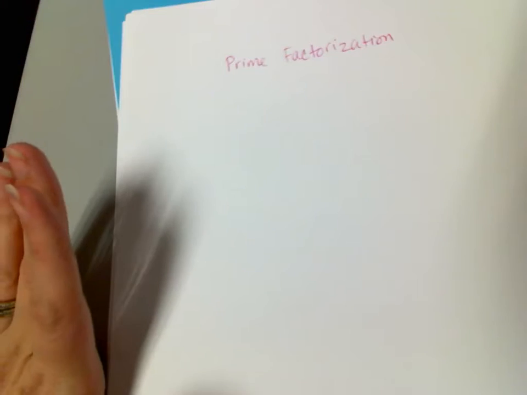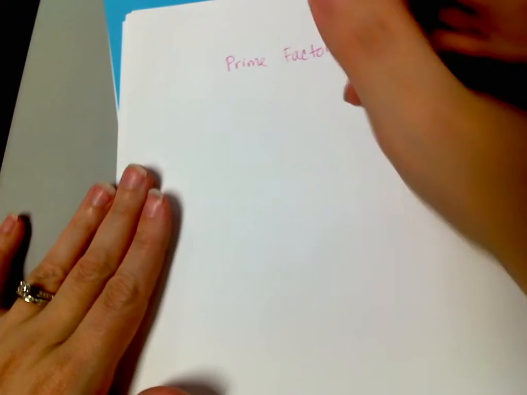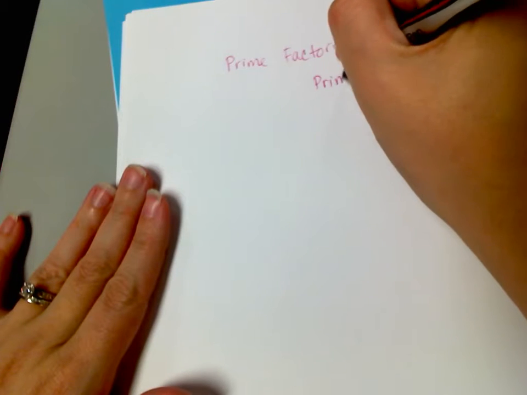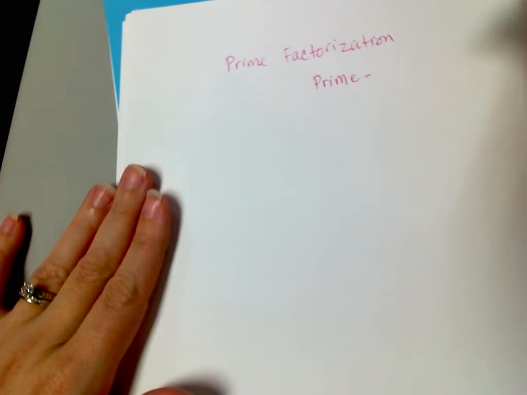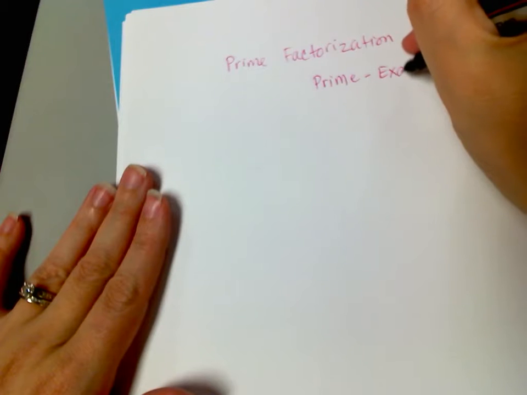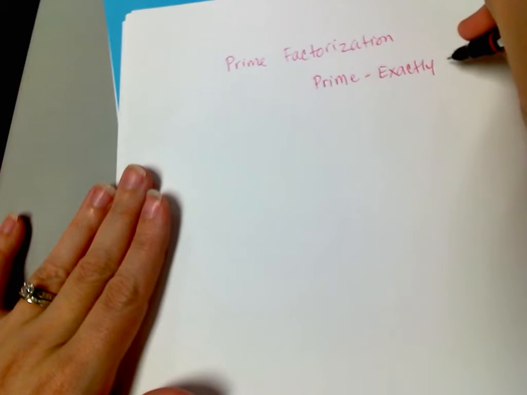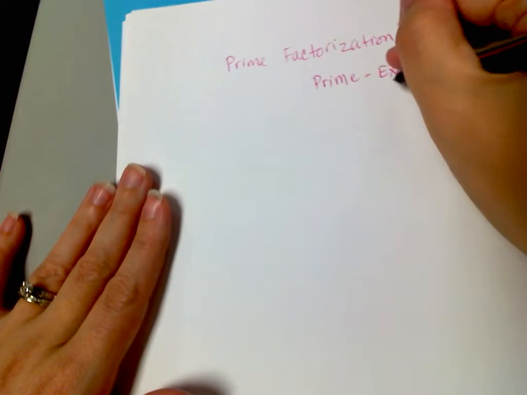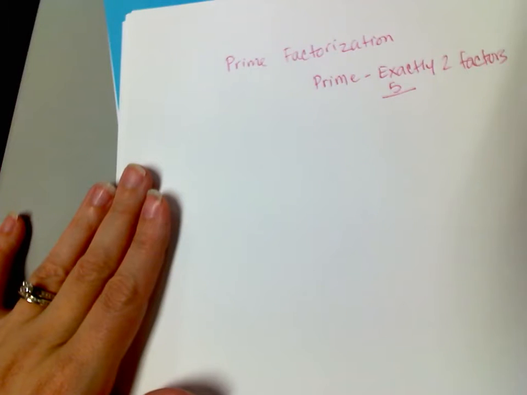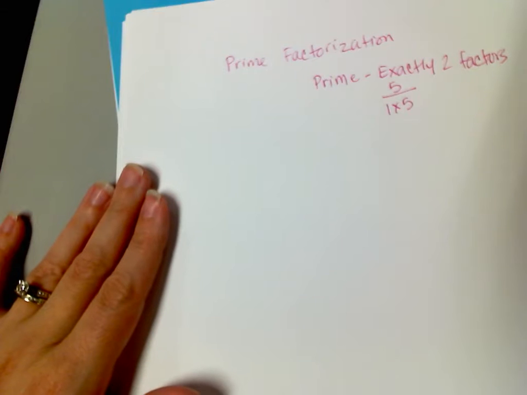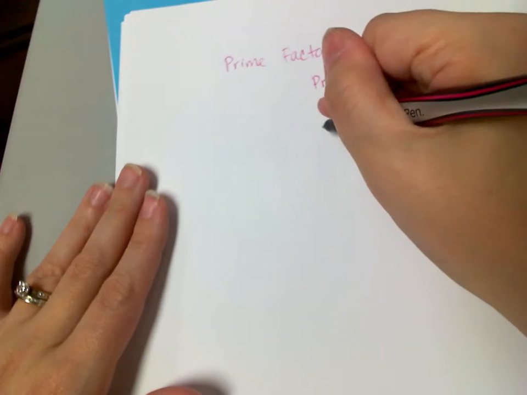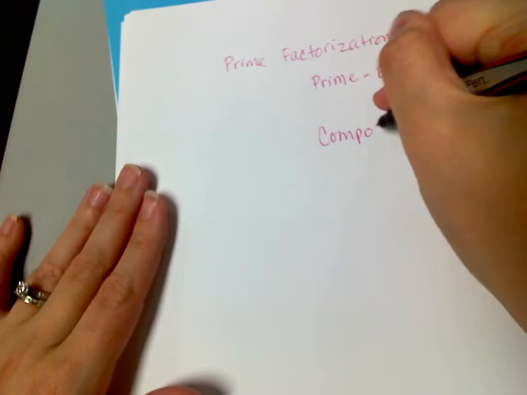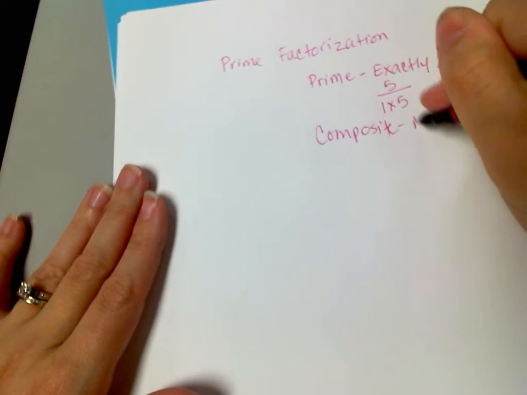Okay, first of all, we need to remind ourselves what prime and composite is. Prime is a number that has exactly two factors. So for example, 5. The only way that I can get to that is 1 times 5. There's no other way to get to that. Then composite is a number that has more than two factors.